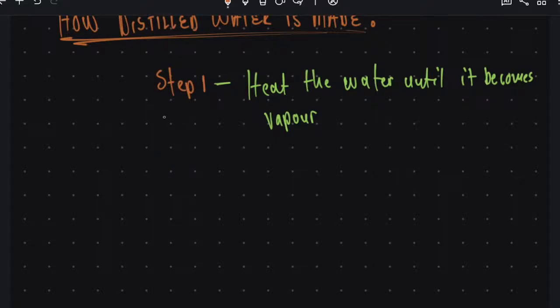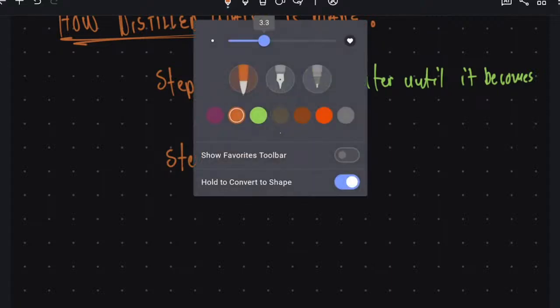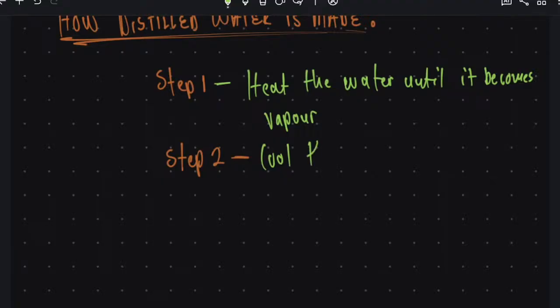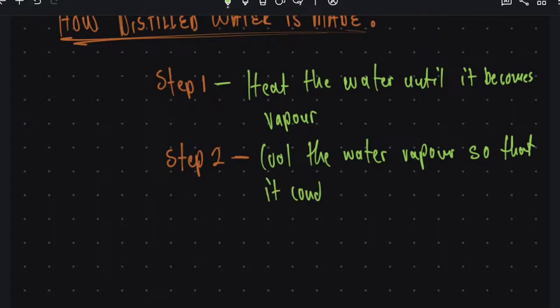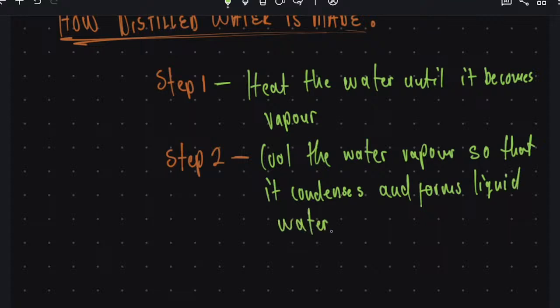Then step 2. Cool the water vapor so that it condenses and forms liquid water. And collect it. Okay? You collect it somewhere else.